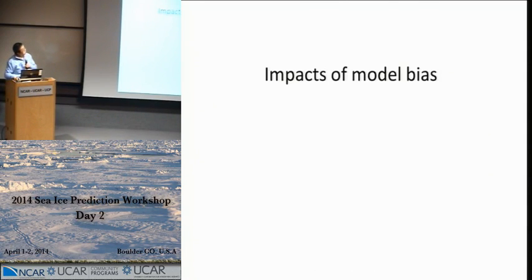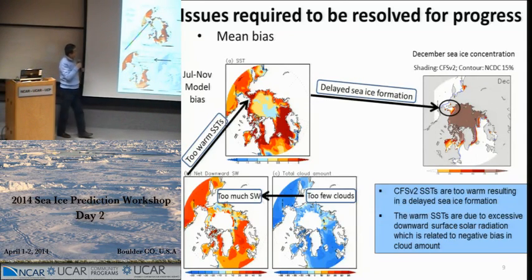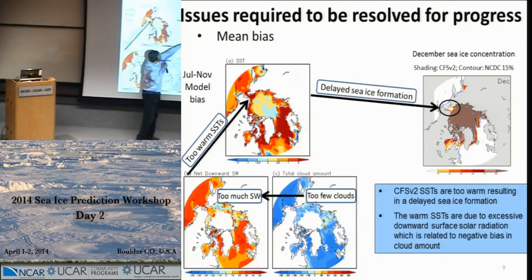And the third problem is the model bias. I want to start from the right panel, which is the December forecast for December concentration. There's a blue line there, which you may or may not see. The blue line is the observed 15% concentration. And the color is the model's concentration. It starts from 15%. So if you see color, that means the model concentration is 15% or more, and if it's white, that means it's lower than 15%.